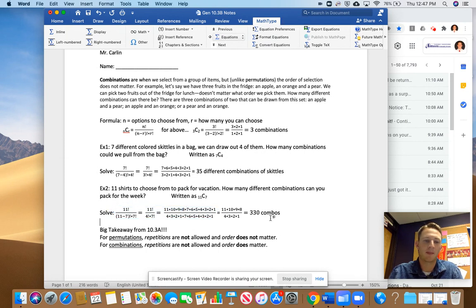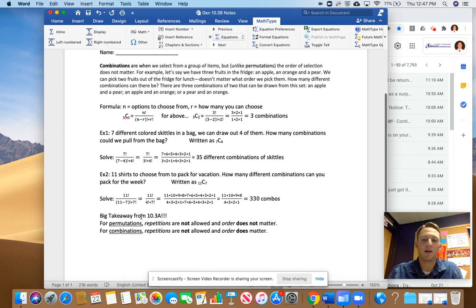Big takeaway, big difference from 10.3A, which was permutations. For permutations, repetitions are not allowed, and order does matter. And for combinations, repetitions are not allowed, but order does not matter.